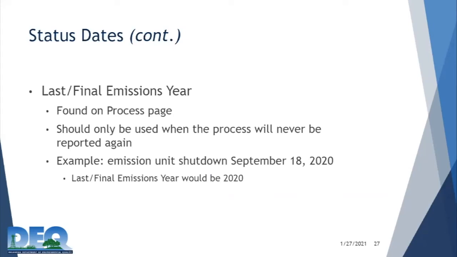The last and final emissions year is found on the process page. This should only be used when the process will never be reported again. So here in our same example, if your emission unit permanently shut down on September 18 of 2020, then its last or final emissions year is 2020. That's saying that there will not be any emissions from this process after 2020. And in the last and final emissions year, it's just a year. You don't have a month or date associated with that.